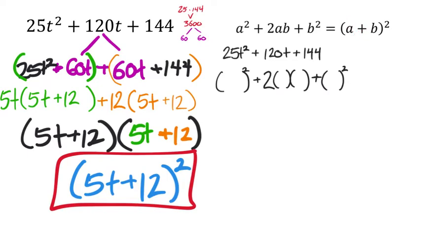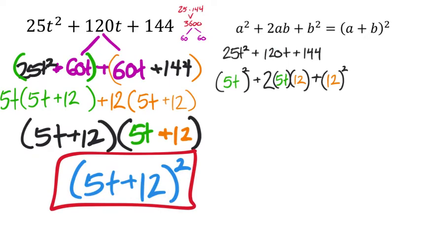So 25t squared, can that be some value that's squared? Yes, it can. I'm square rooting the 25. The square root of 25 is 5, and then the t would just be to the power 2. So there's our 5t, and right away I could fill that in right here. Now 2 times 5t is not 120t's, but I still have another factor to put in there. So that's where we look to the 144, which is really 12 to the power of 2. So I put the 12 there. And what do you get when you do 2 times 5t times 12?